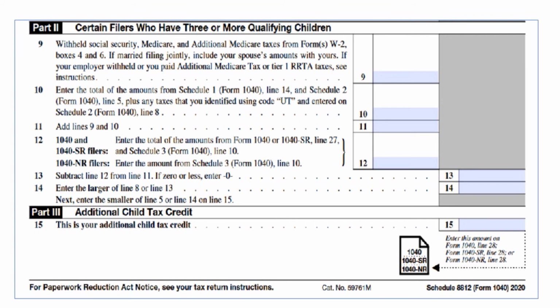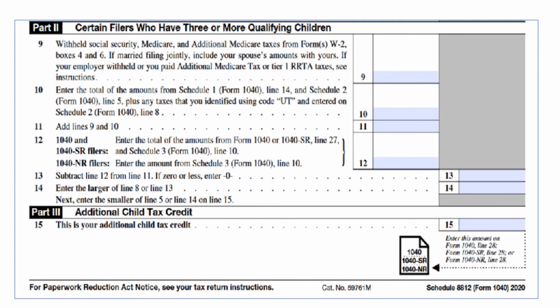And line 11 is pretty straightforward. You just need to add lines 9 and 10 and enter the result here. For line 12, you want to enter the total amount from 1040, line 27. This is the earned income credit, and Schedule 3, line 10, which is the excess Social Security and Tier 1 RRTA tax withheld. Then for line 13, you need to subtract line 12 from line 11. And if it's 0 or less, you just want to enter 0.